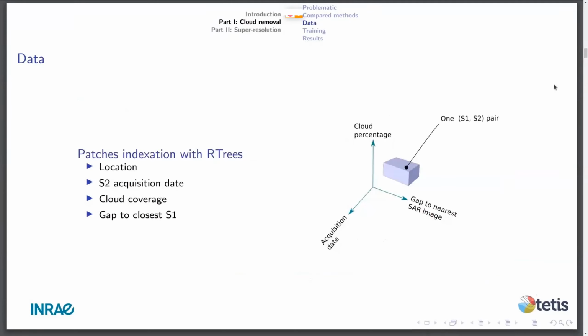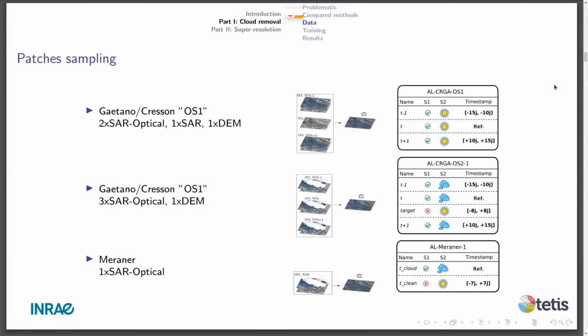So the first thing is to prepare our data for the training, validation and test steps. So what we did here is that we have indexed the patches with R-trees to be able to query patches that have a certain cloud percentage, that are acquired at some date and that are consistent with some acquisition layout, that is the gap between the Sentinel-1 image and the Sentinel-2 image. This way we can build some datasets for each of the proposed experiments.